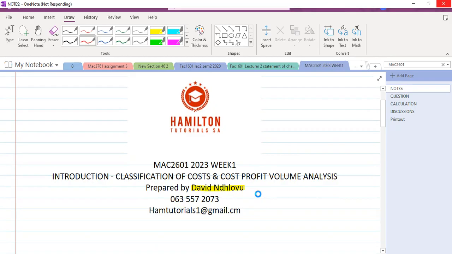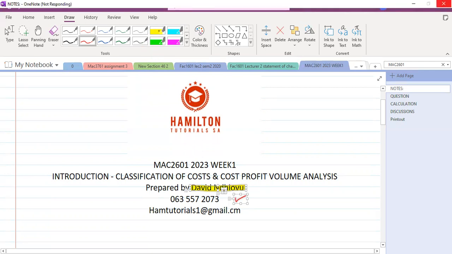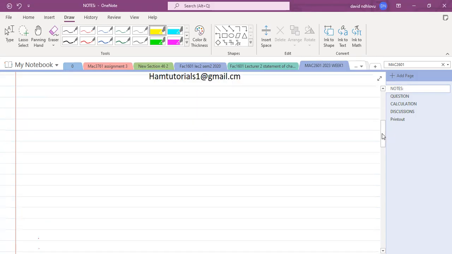Today we just want to do an introduction to the subject matter of management accounting. We are doing what we call classification of costs. Then I think the cost profit volume analysis, the calculations will start in the following week.